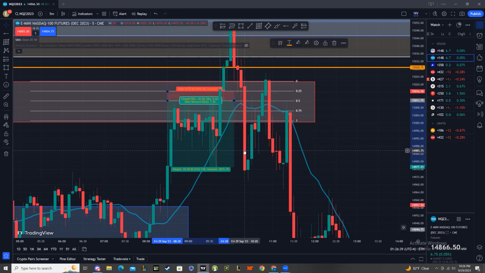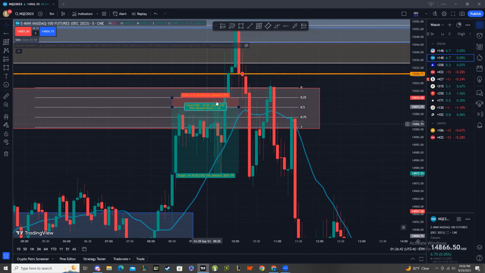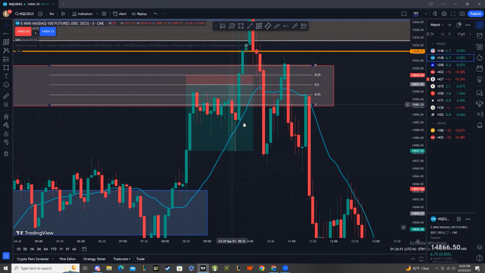Reason why I say that is because most of the times when the bigger moves happen, they go in, wick me in, come back down. I take a trim. I move my stop loss to break even. They go back up, wick me out, and then continue to the downside.